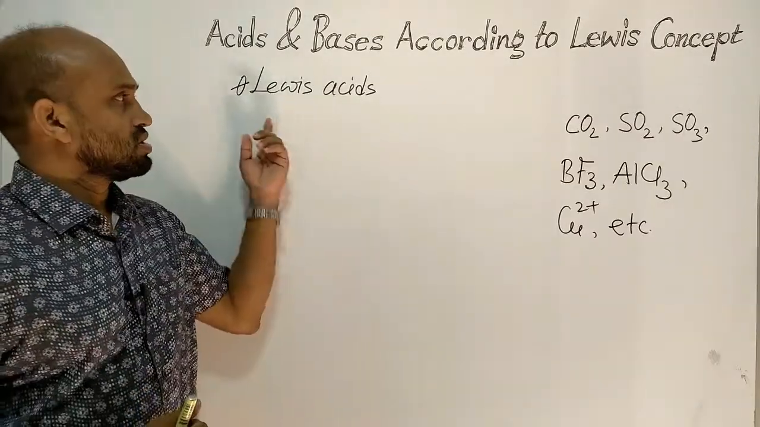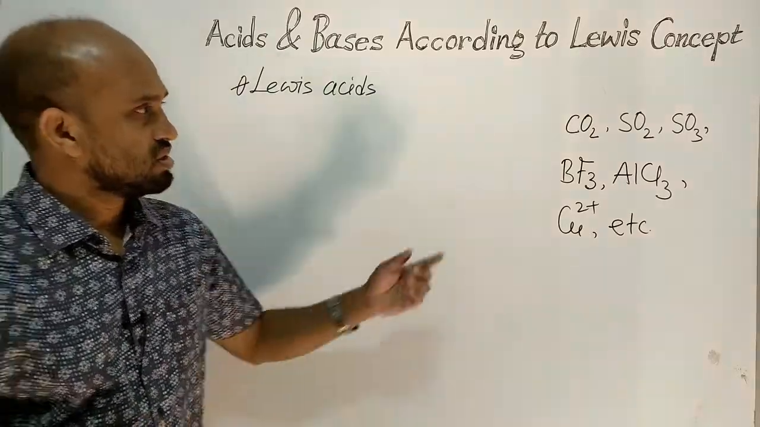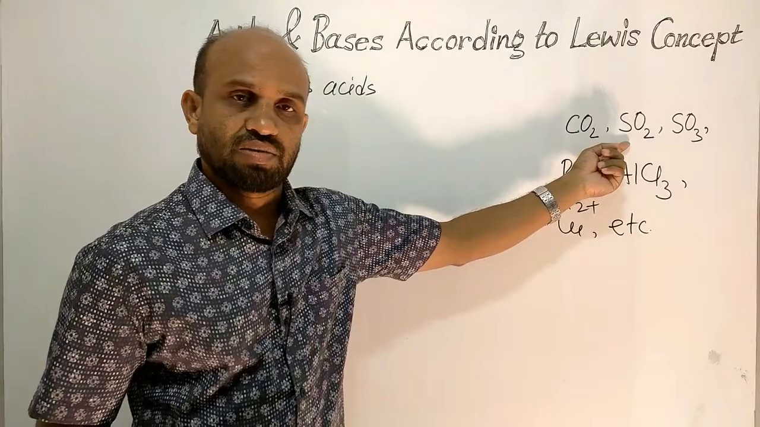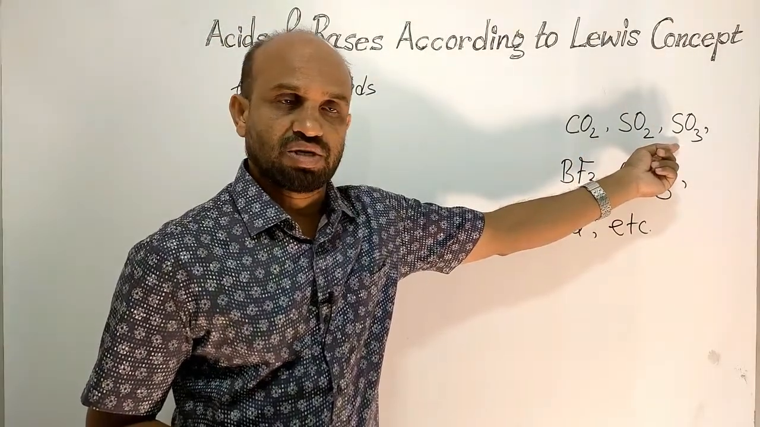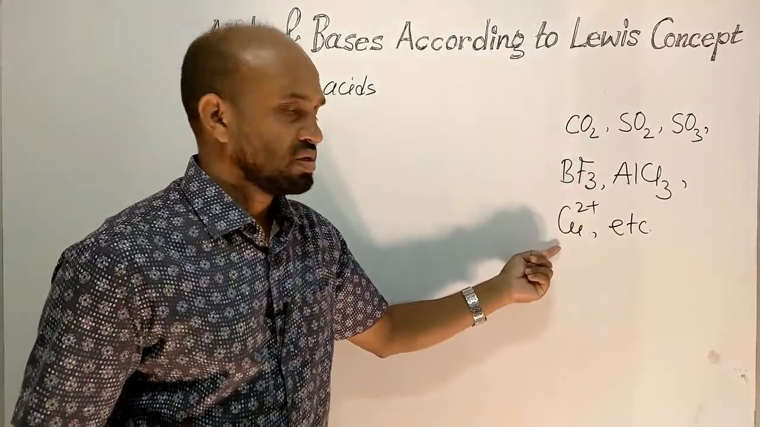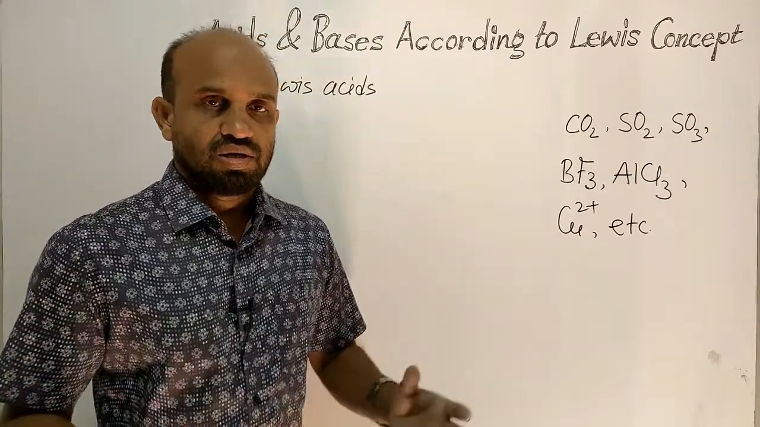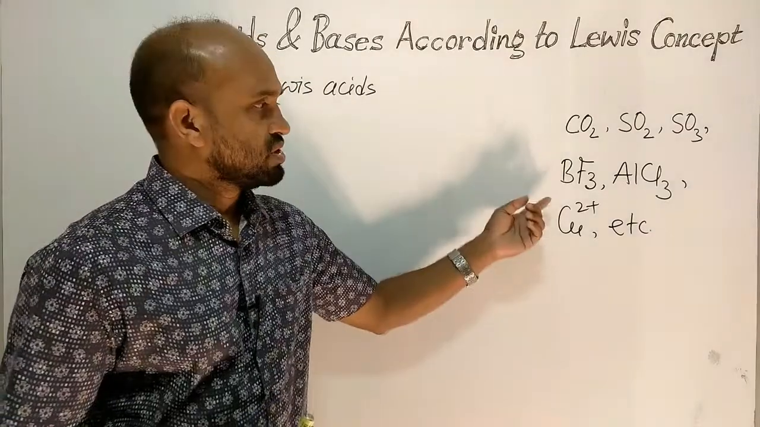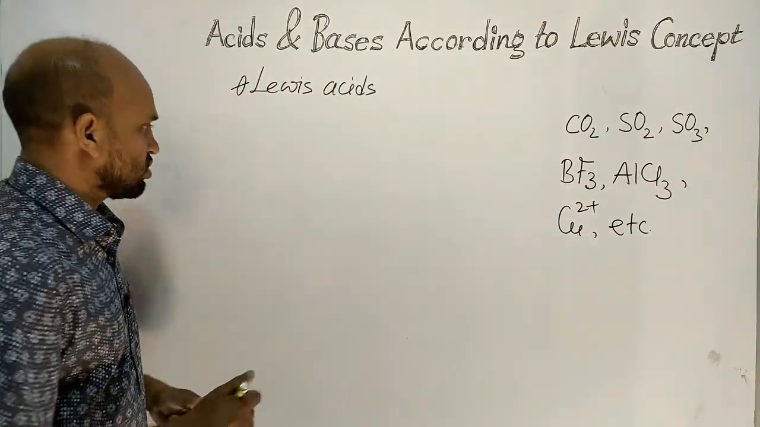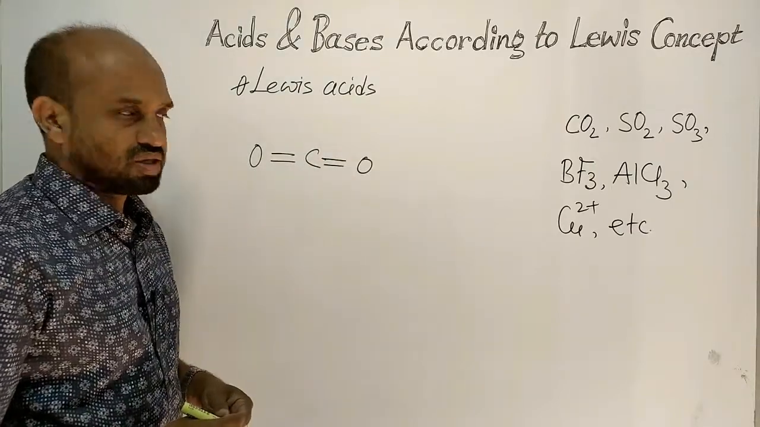Now the point is Lewis acids. Let's see which compounds are Lewis acids. Here, carbon dioxide is a kind of Lewis acid, sulfur dioxide, sulfur trioxide, boron trifluoride, aluminum chloride, copper 2+, etc. are Lewis acids. Now let's see the characteristics of these compounds, that means Lewis acids. First of all, carbon dioxide. This is the structure formula of carbon dioxide.